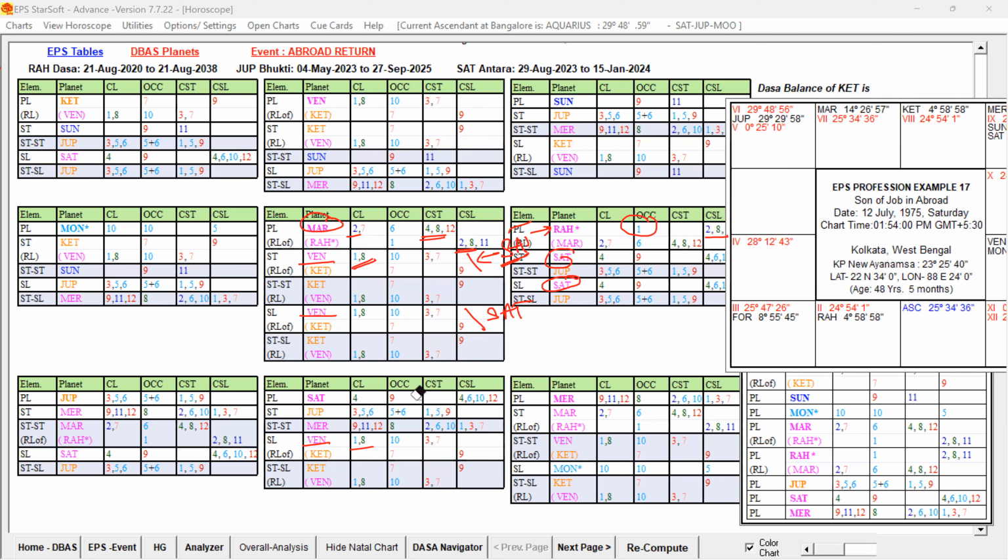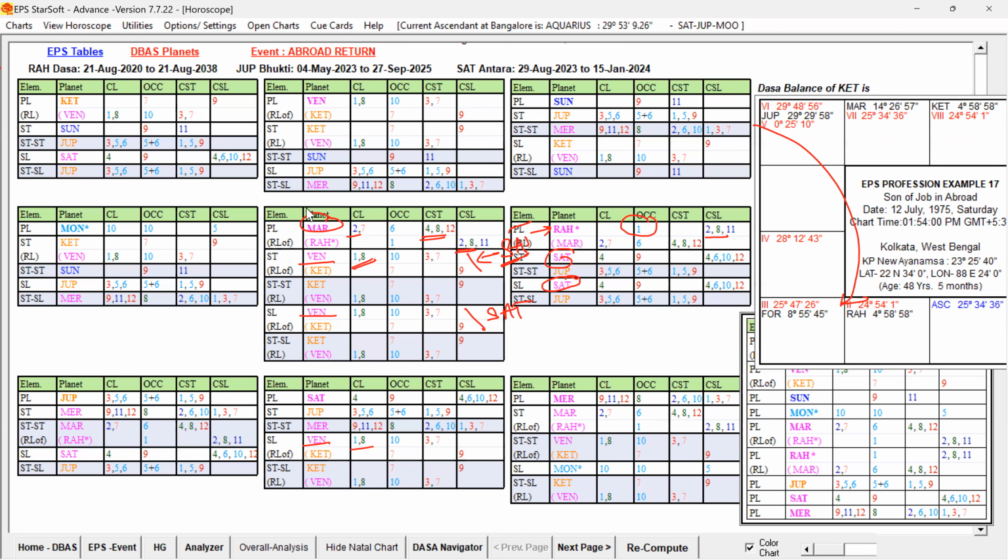The favorable key planet for traveling abroad is Jupiter. That Jupiter is aspecting Rahu by way of ninth aspect, so Rahu is getting the support of Jupiter. Because of that, Rahu is a mixed one, but its star level, sub level, or Saturn itself is favorable. But Rahu is getting the support of Jupiter, so we need to be careful.